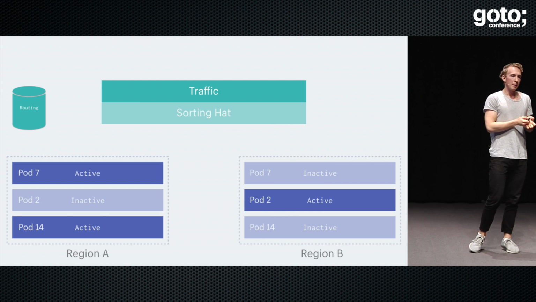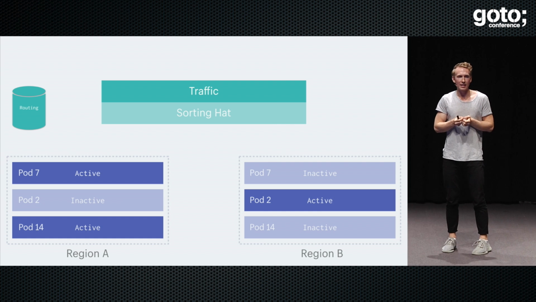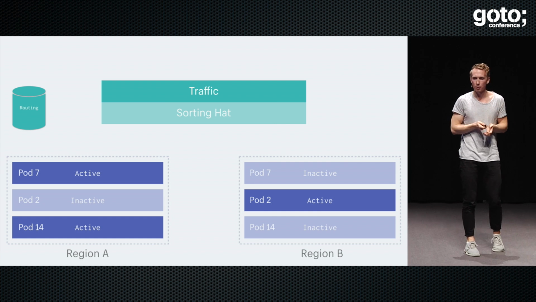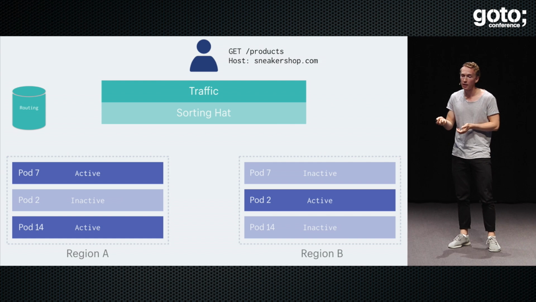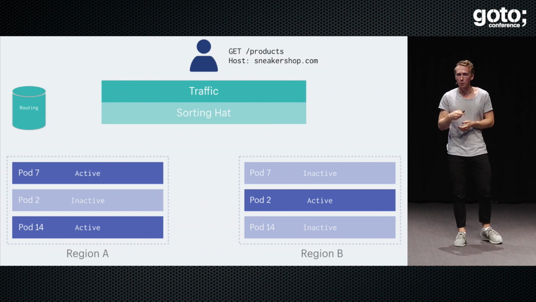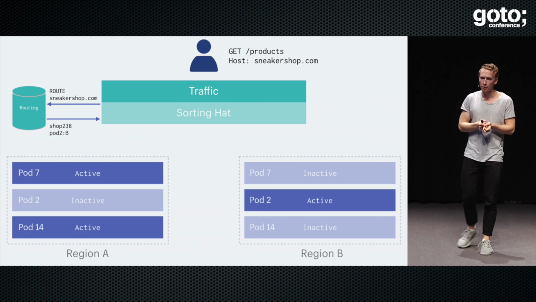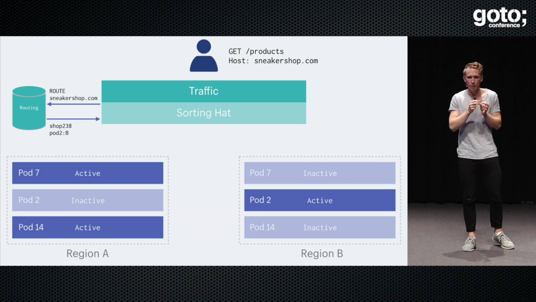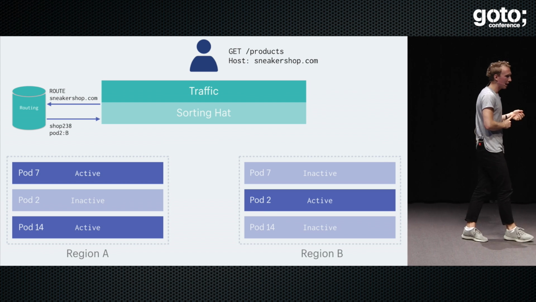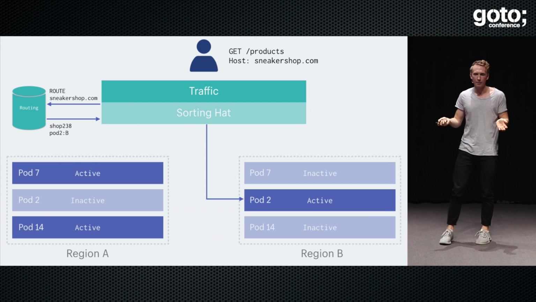Then we have this routing database from before that we use when we move shops around. Sorting Hat is the consumer of that. It is the only thing that queries it and asks about where shops are living. So if you have a customer coming in, getting their products for sneakershop.com, Sorting Hat is going to ask the routing layer to route sneakershop.com. Sneakershop.com is going to return back a shop ID, shop 238. It's on pod 2, and we know that it is active in region B.